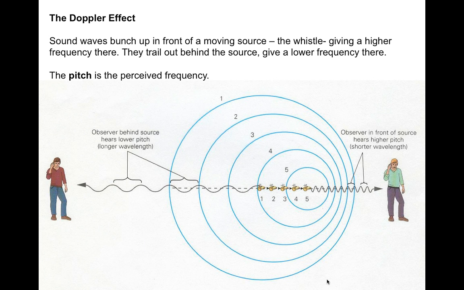Sound waves bunch up in front of a moving source. We already talked about that, being that they are going to compress, giving a higher frequency. Again, frequency and pitch are directly related. The more spread out, the more distance you have between your waves, the lower the frequency, the lower the pitch.